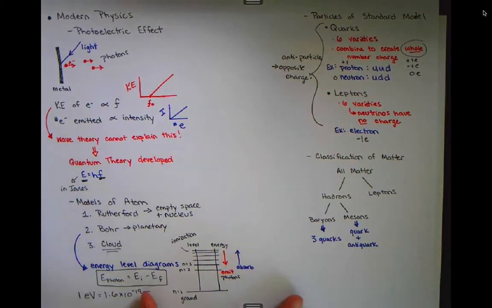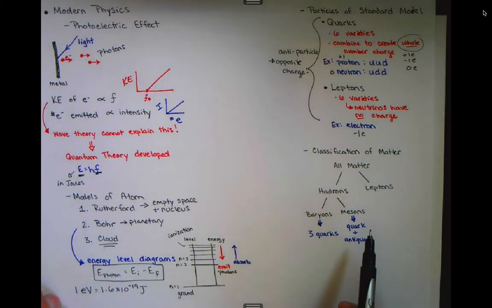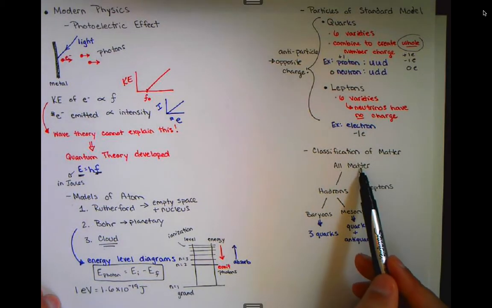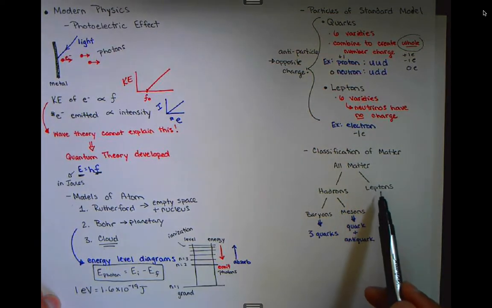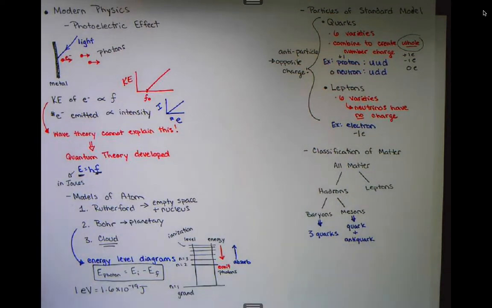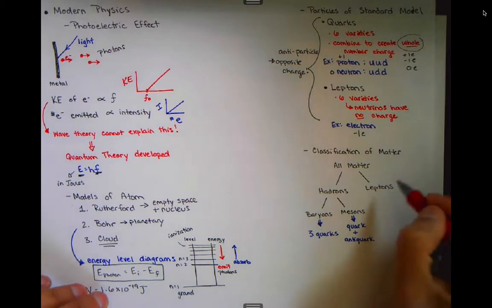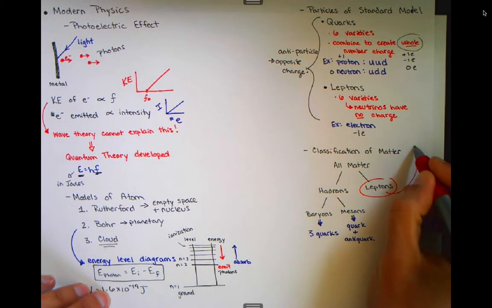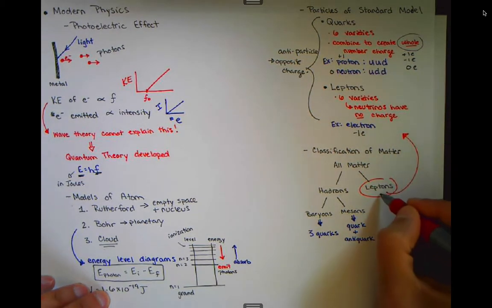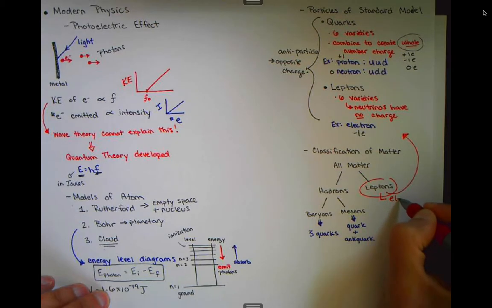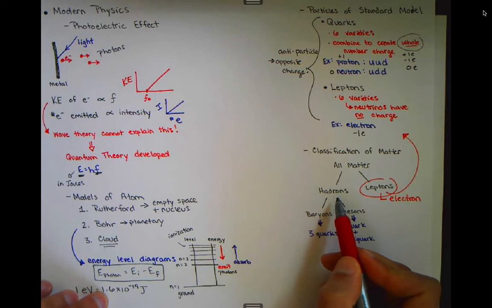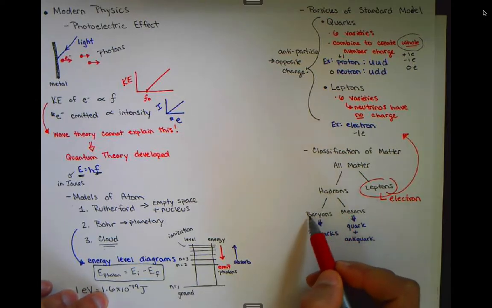Okay? And then finally, our classification of matter in the Standard Model. So all matter can be broken down in either a lepton or a hadron. And leptons are something that we just talked about, right? So an example here is an electron. If it's not a lepton, then it must be a hadron. And hadrons can be broken down into 2 ways.